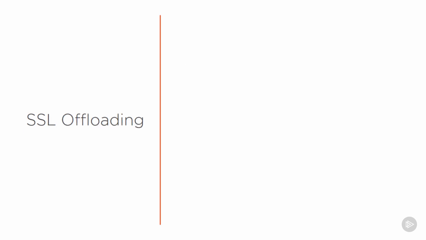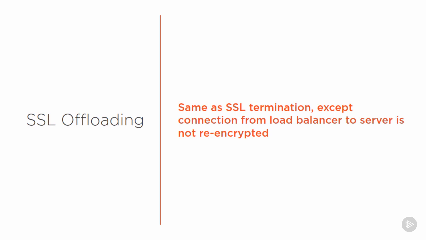SSL offloading is basically the same as SSL termination, except instead of re-encrypting the connections and using HTTPS between the load balancer and the member server, the load balancer instead sends the traffic onto the server unencrypted, so it would send it over plain HTTP. While this is possible with Exchange 2016, it's not recommended. It really is recommended to maintain HTTPS for all of your connections, even between the load balancer and the server.